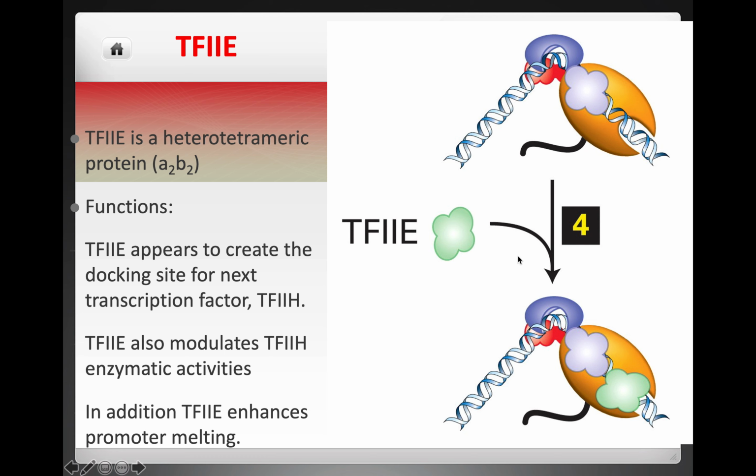So TF2E is heterotetrameric as well, A2B2. Its function is that it basically creates a docking site, because without it the protein-protein interaction will usually not occur, especially with the RNA polymerase. TF2E also modulates the activities of TF2H, as we know. In addition, TF2E enhances promoter melting. Why do we need to melt the promoter? That is to start off the transcription.